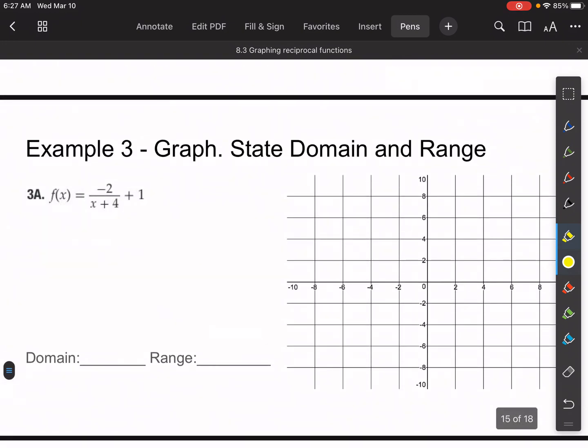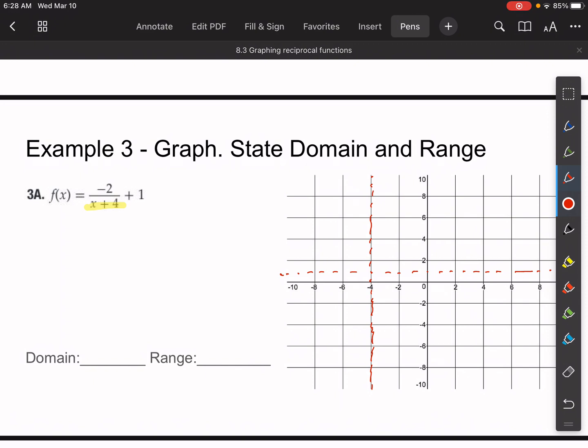Okay, so here we go. Example 3. So first of all, what makes the denominator go to 0 is -4, right? So at -4, we know that we have a vertical asymptote. Okay, so draw that in. Then the whole thing shifts up 1. So at 1, we have a horizontal. Okay, so that's kind of where my graph is going to be bound.